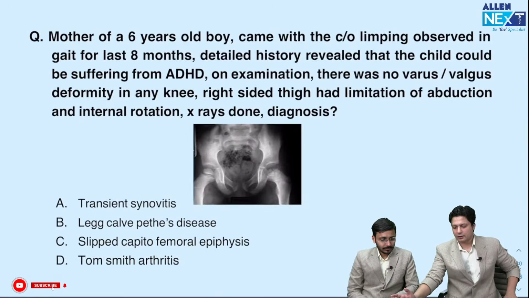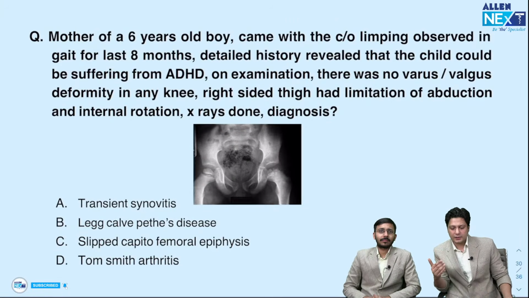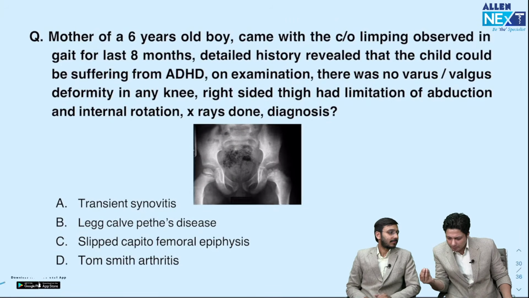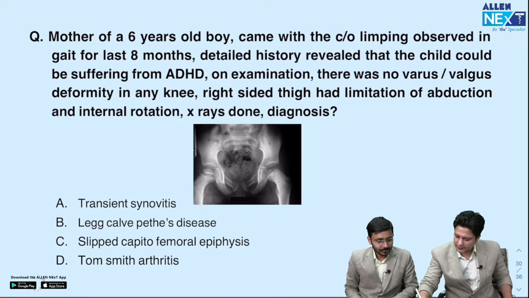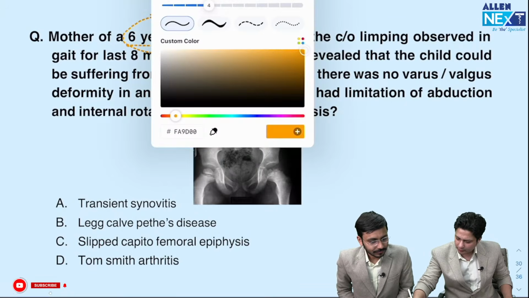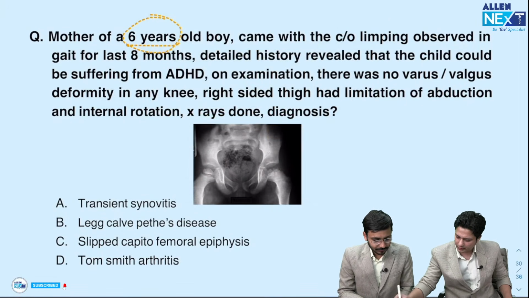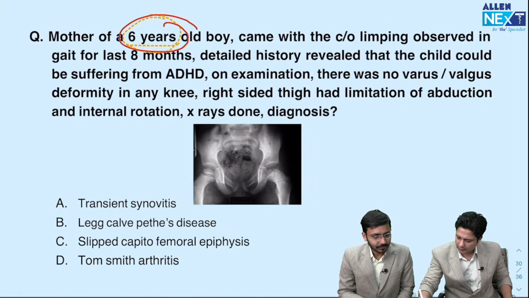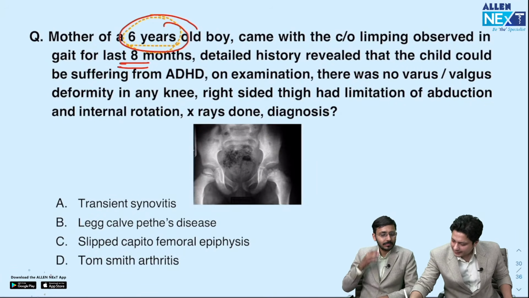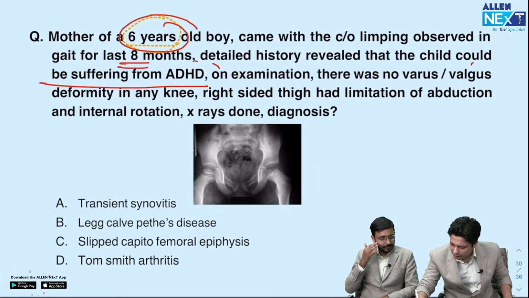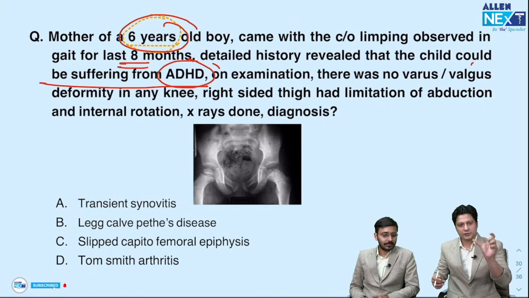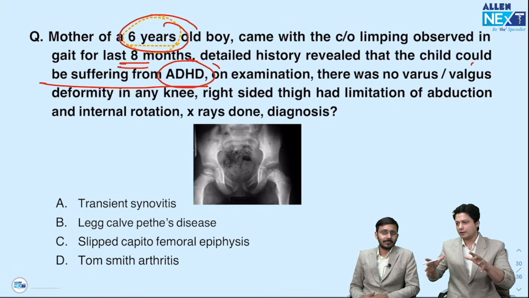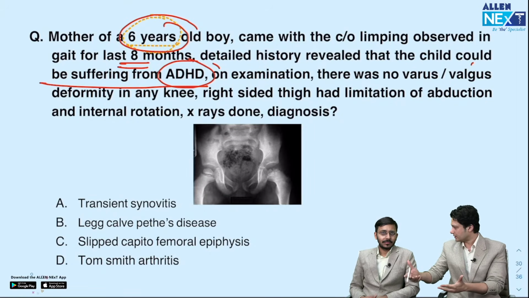All right. So next: the mother of a 6-year-old boy came with a complaint of limping observed in the gait for the last month. Now this is the observation of the mother. 6 years is the age which is provided, and it is important too. Age is also important in this question in particular. Detailed history revealed that the child could be suffering from attention deficit hyperkinetic disorder, the ADHD. So there is a stereotypical picture of the child that might be discussed in future.